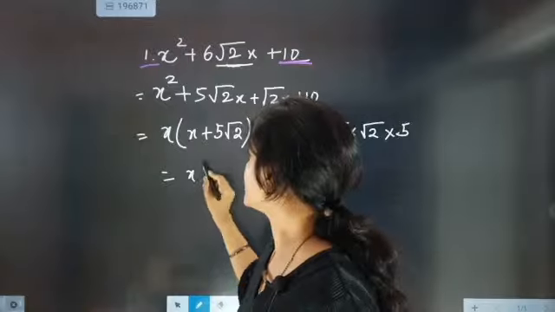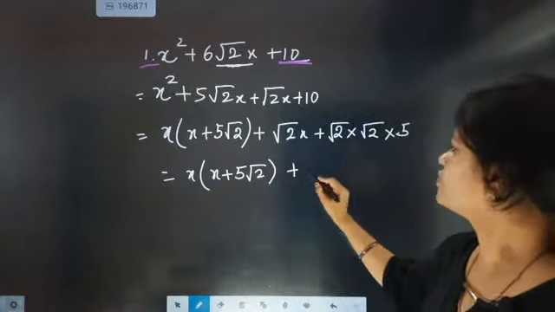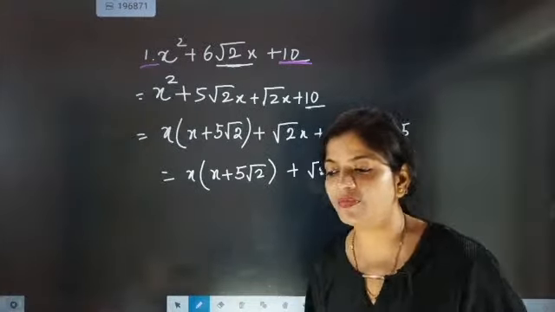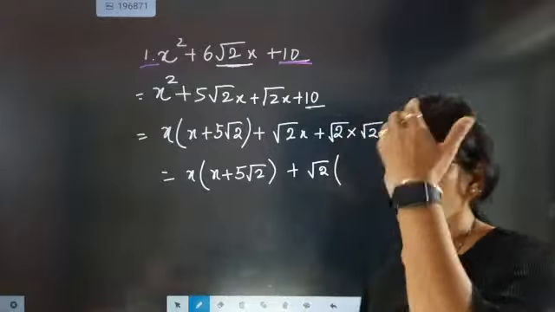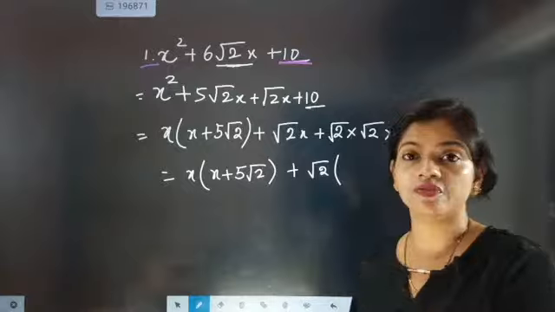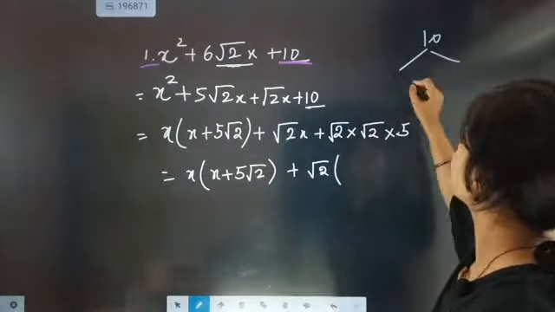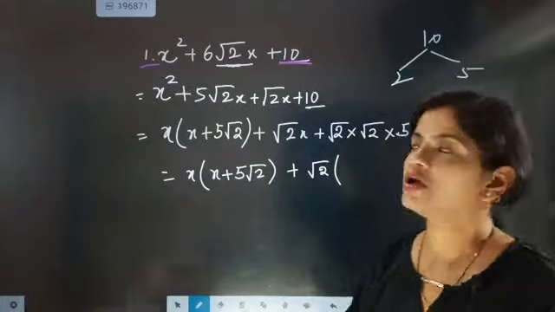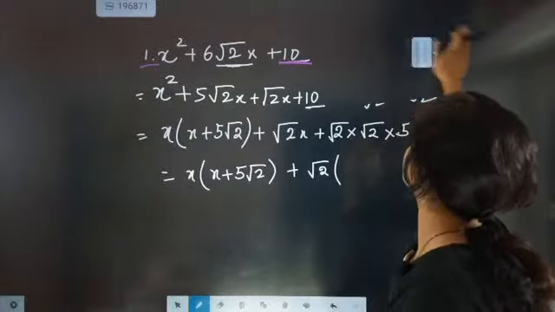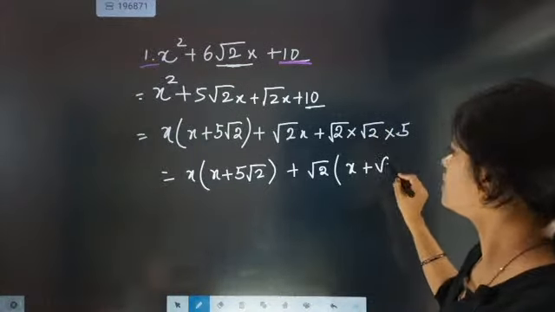So this part is coming. Now here it is coming as x plus 5 root 2 plus root 2 take common. So what did I do? 10 was my priority because 10 was creating the problem for me. So I just made the factors of 10, and I got 10 as 2 and 5. Now I have to bring root format. So 2 can be written as root 2 into root 2. So now it is coming as x plus 5 root 2.